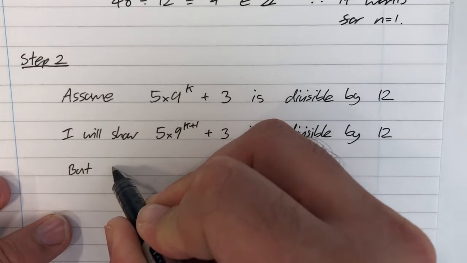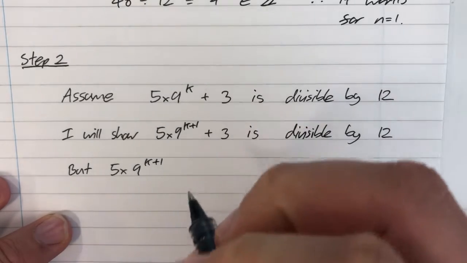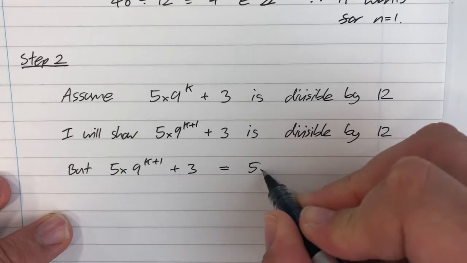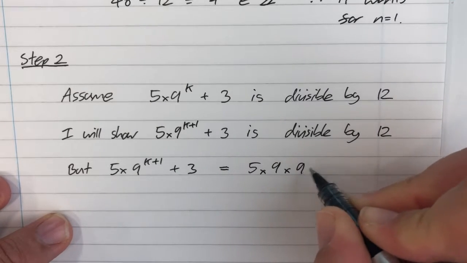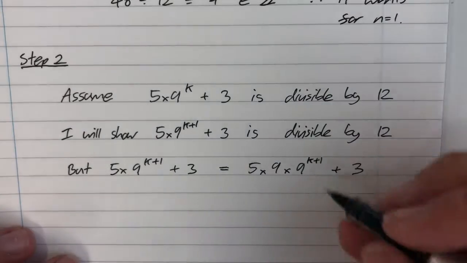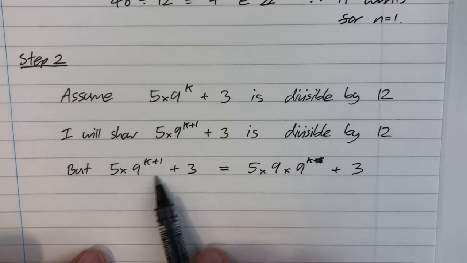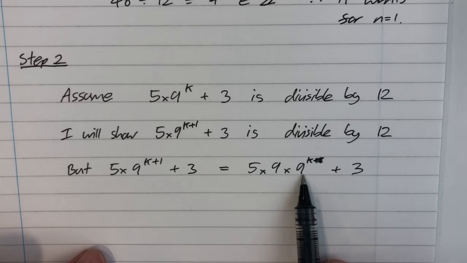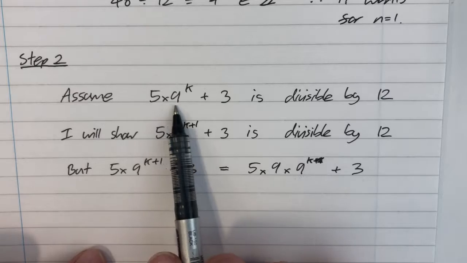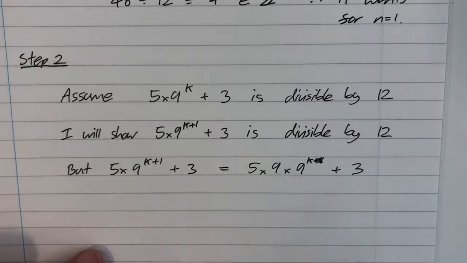But 5 times 9 to the k plus 1 plus 3 is the same as writing 5 times 9 times 9 to the k plus 3. Oh, sorry, not plus 1. So what I've done is I've taken one of the 9s out of the 9 to the power k plus 1. So I've got 9 to the k. And what I'm trying to do now is I'm trying to force my assumption expression out in the algebra so that I can use it.